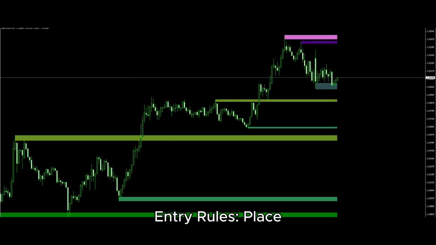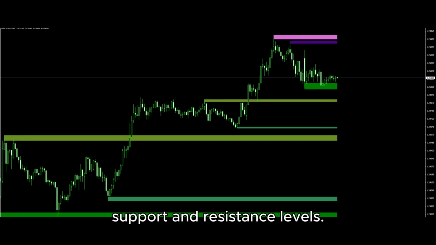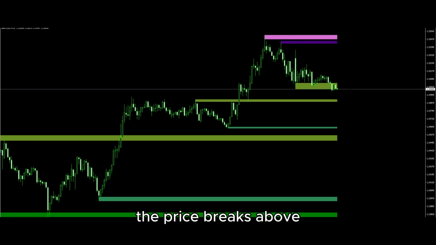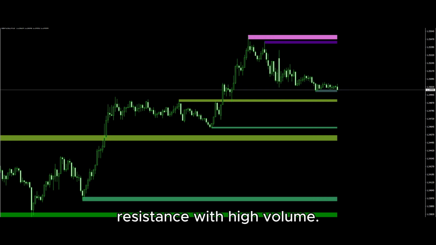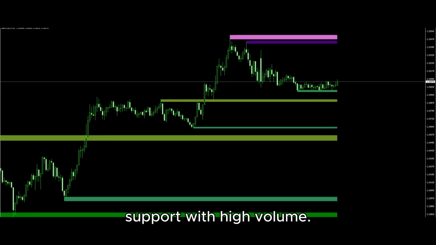Entry rules. Place pending buy and sell orders just outside support and resistance levels. Buy setup: triggered when the price breaks above resistance with high volume. Sell setup: triggered when the price breaks below support with high volume.